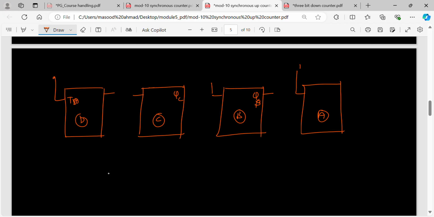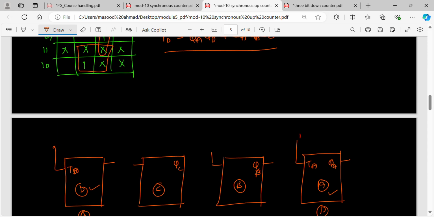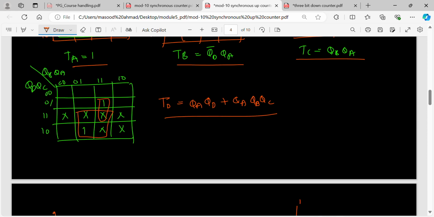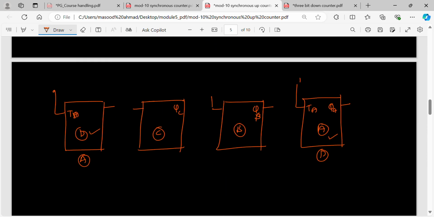So if this is TA, it is always 1. This will be QA. Either way we can represent it: this one as A and this one as D, or the other way, but the expressions we have, accordingly we need to do it. So TA is 1. What is the expression for TB? Expression for TB is QD bar and QA. So this is your TB.